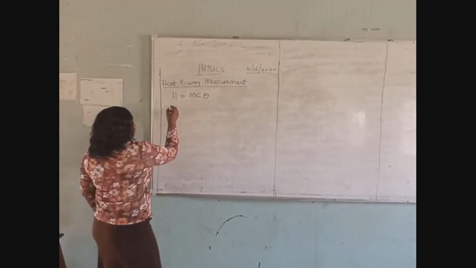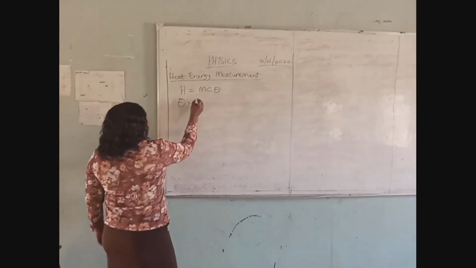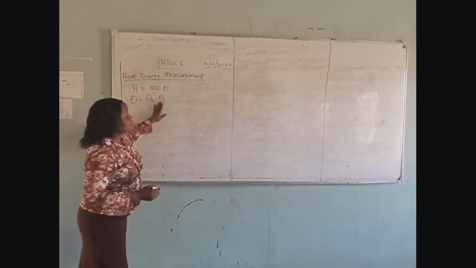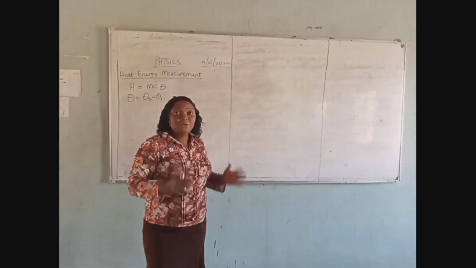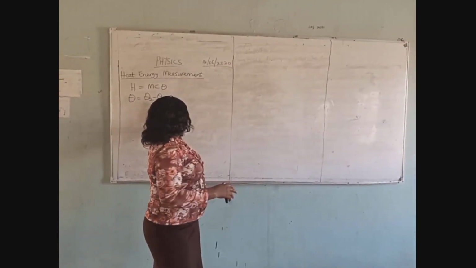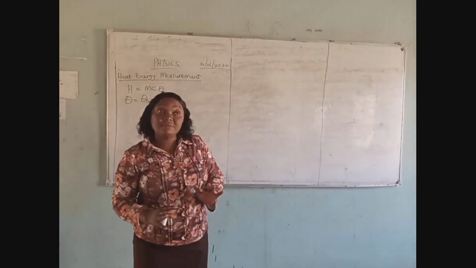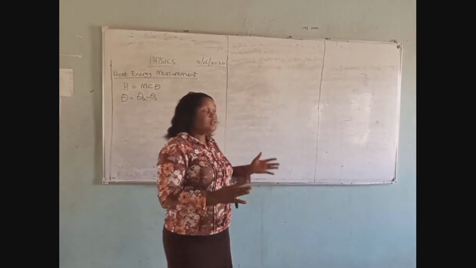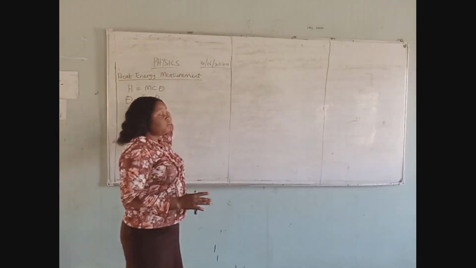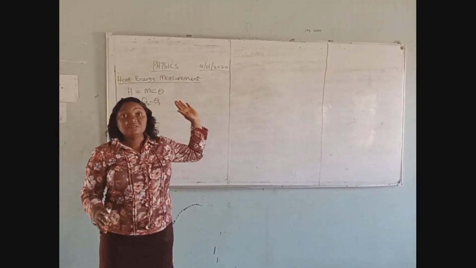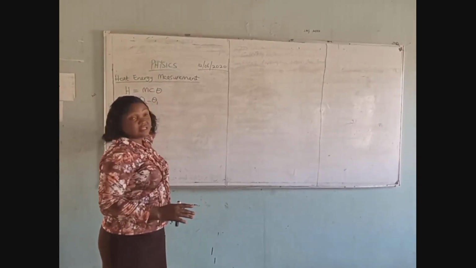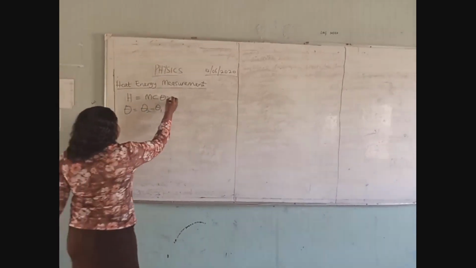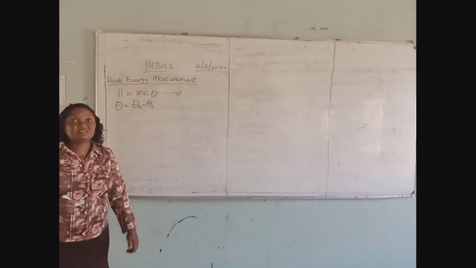In the sense that θ is given as θ2 minus θ1, where θ1 is the initial temperature and θ2 is the final temperature after supplying heat to the substance. So if you want to get temperature change, you will just find the difference between the two temperatures. That is θ2 minus θ1. So from here now, let's call this equation 1.